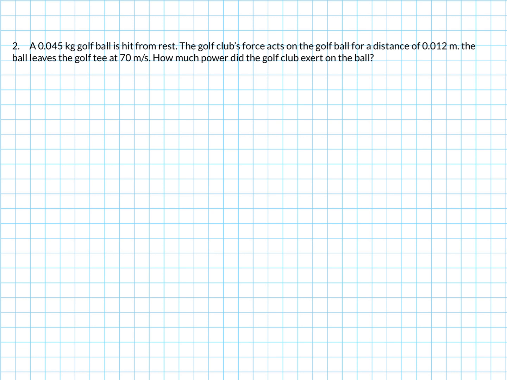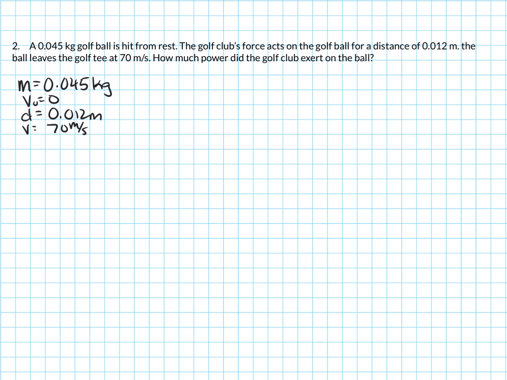All right, I'm kind of overwhelmed for a moment, so let's just list the givens. The mass is 0.045 kilograms. It's hit from rest. That's when it's on the tee, so the initial velocity is equal to 0. And the golf club exerts a force across a distance of 0.012 meters. And the golf ball leaves the tee at 70 meters per second. How much power did the golf club exert?